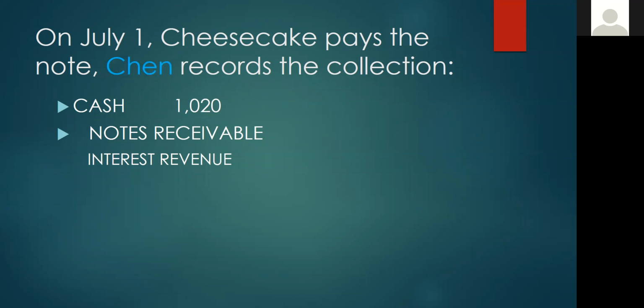So we credit 1,000 for note receivable and 20 for interest revenue. Perfect, Julie. That's great. Now that's called honoring a note.